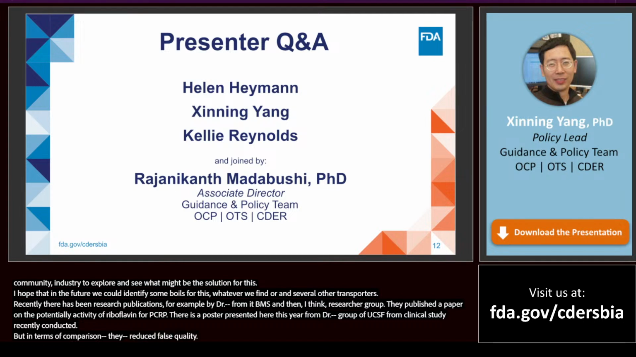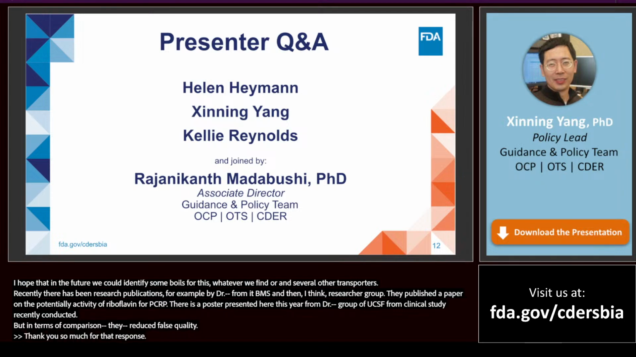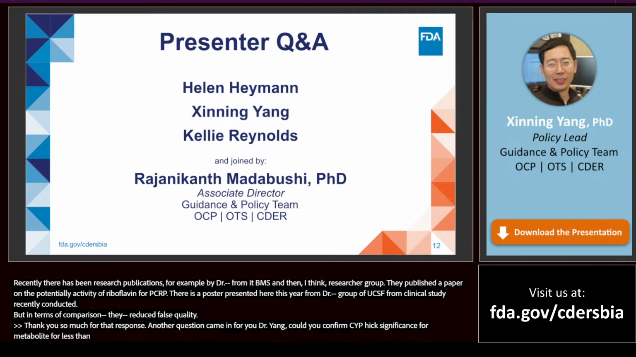Thank you so much for that response. Another question came in for you, Dr. Yang. Could you confirm that CYP inhibition for metabolite greater than 25% of parent and less than 10% of radioactivity is not needed anymore? Yeah, it's not needed anymore.